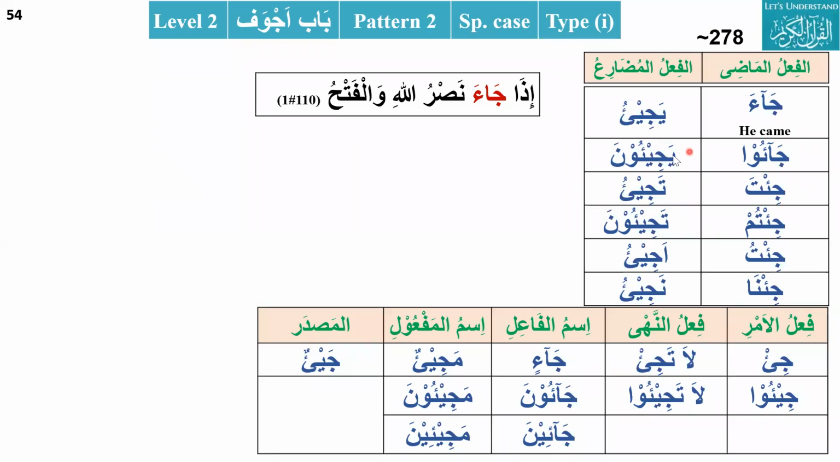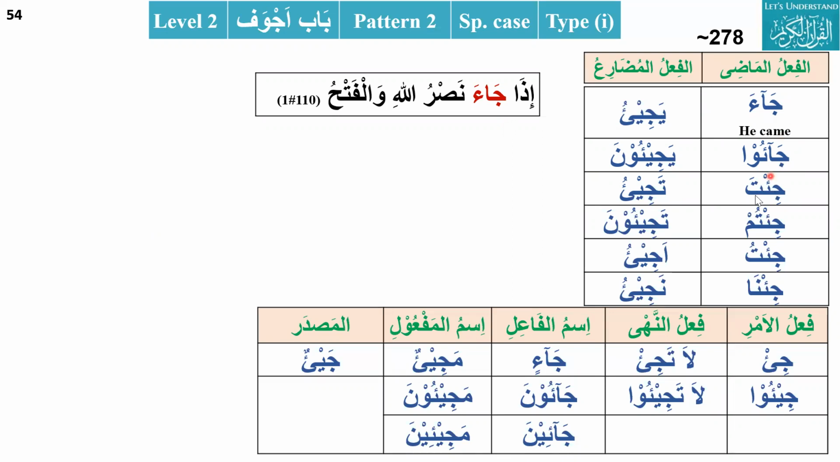So next we have the second case, Sara Yasiru. Alif changes to Ya. Here we have ja'a yaji'u. Ja'a means he came. The first one was sha'a yasha'u, where alif remains alif. Second is ja'a yaji'u. Shifa, go ahead.